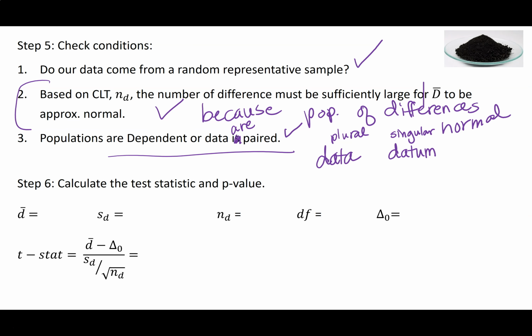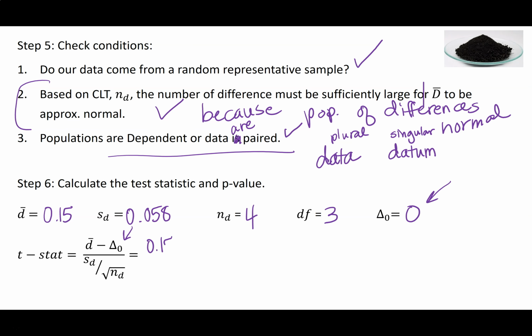So calculate the test statistic and p-value. Now I've done all the steps. I've checked the conditions. I know I'm okay to go. So it's going to be 0.15 here, 0.058. My sample size, I had 4 differences. Degrees of freedom 3, that's 0. I love when this is 0. It's almost always 0 because anything minus 0 is just itself.